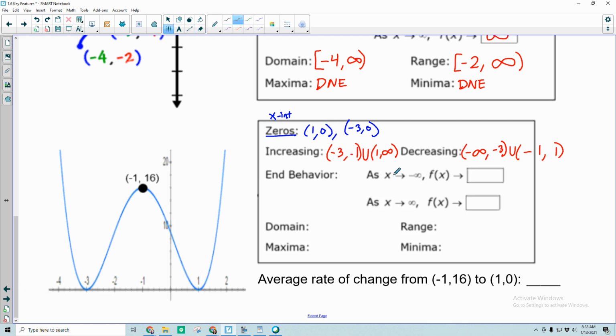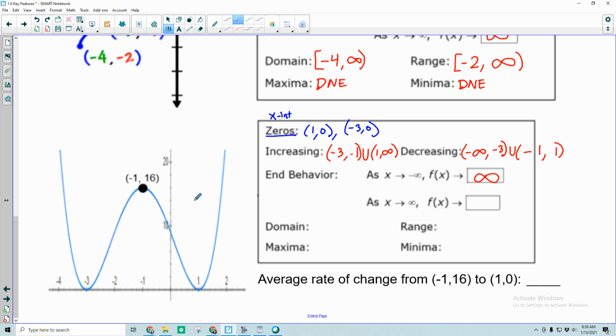So as my x values approach -infinity, so as I plug in smaller and smaller values for x, -1, -2, -3, -4, what's happening to our function? It looks like it's shooting up towards infinity. If I plugged in -4, I get this value, -5, I'm probably going to get a way bigger value that's up there. So my y values are going up towards infinity.